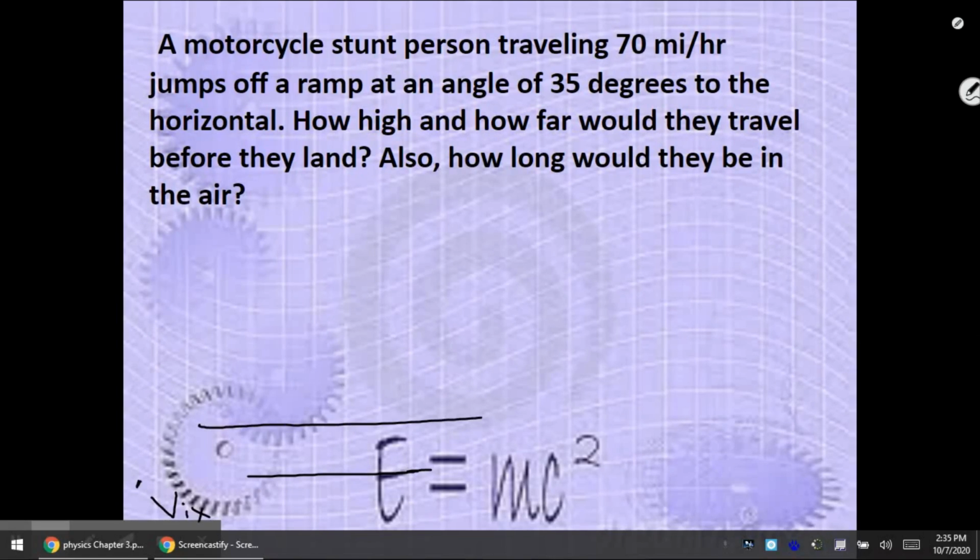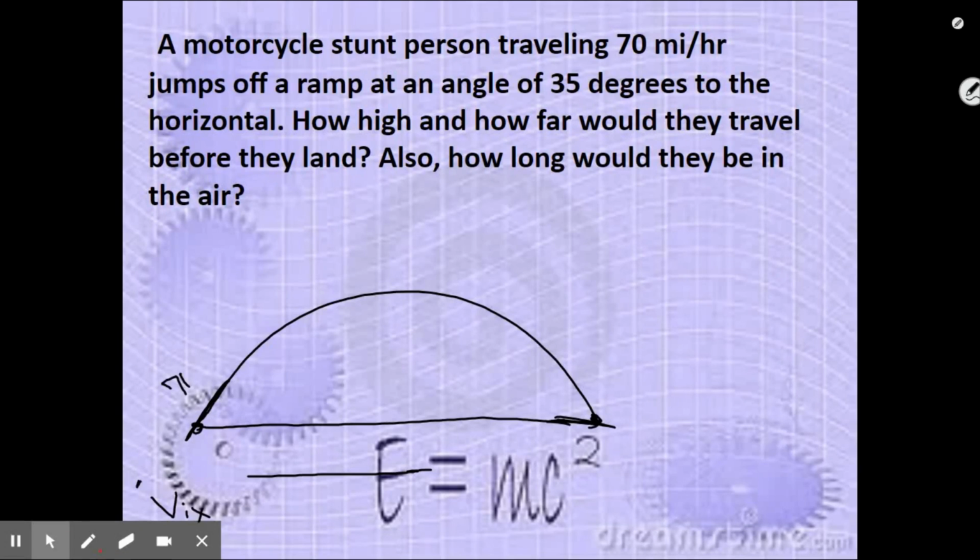So if we have this motorcycle stunt person, he's going to start over here, jump off that ramp, fly through the air, and land. It says he's starting at 70 miles per hour, which we already know we don't like that. We're going to have to put it in meters per second. And the angle is 35 degrees.